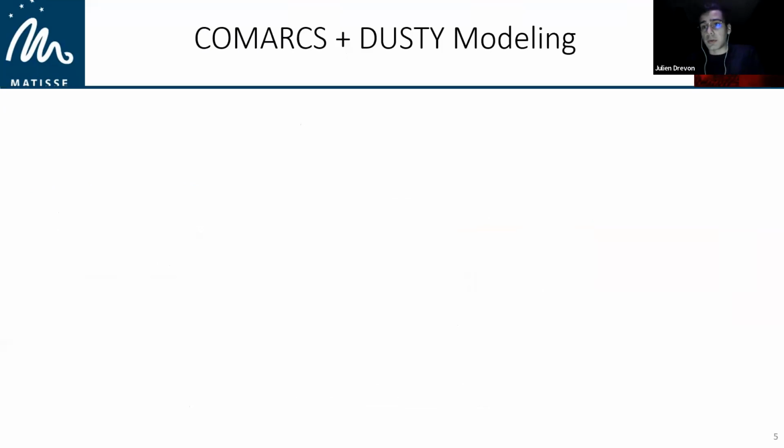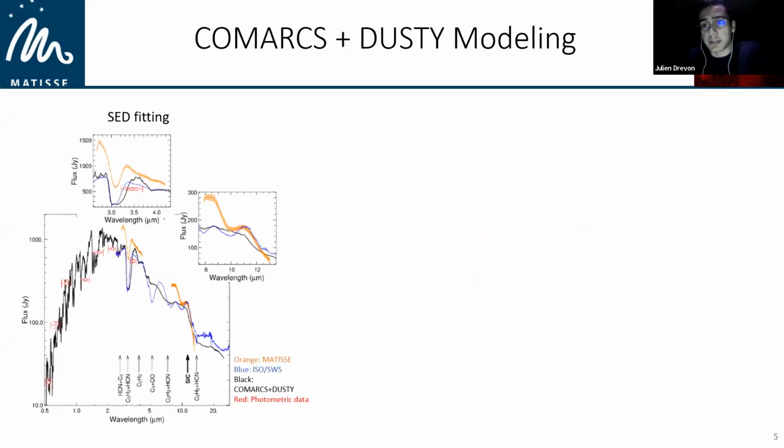First, our chemical composition: the COMARCS plus DUSTY modeling. We have first the classical SED fitting. In orange, you have the SED provided by MATISSE. In blue, you have the ISO SWS spectrum, which was taken at the same pulsation phase as the MATISSE observation, as well as the photometric data in red. And in black, you have the COMARCS plus DUSTY final SED spectrum. We can see that we barely reproduce the ISO SWS spectrum.